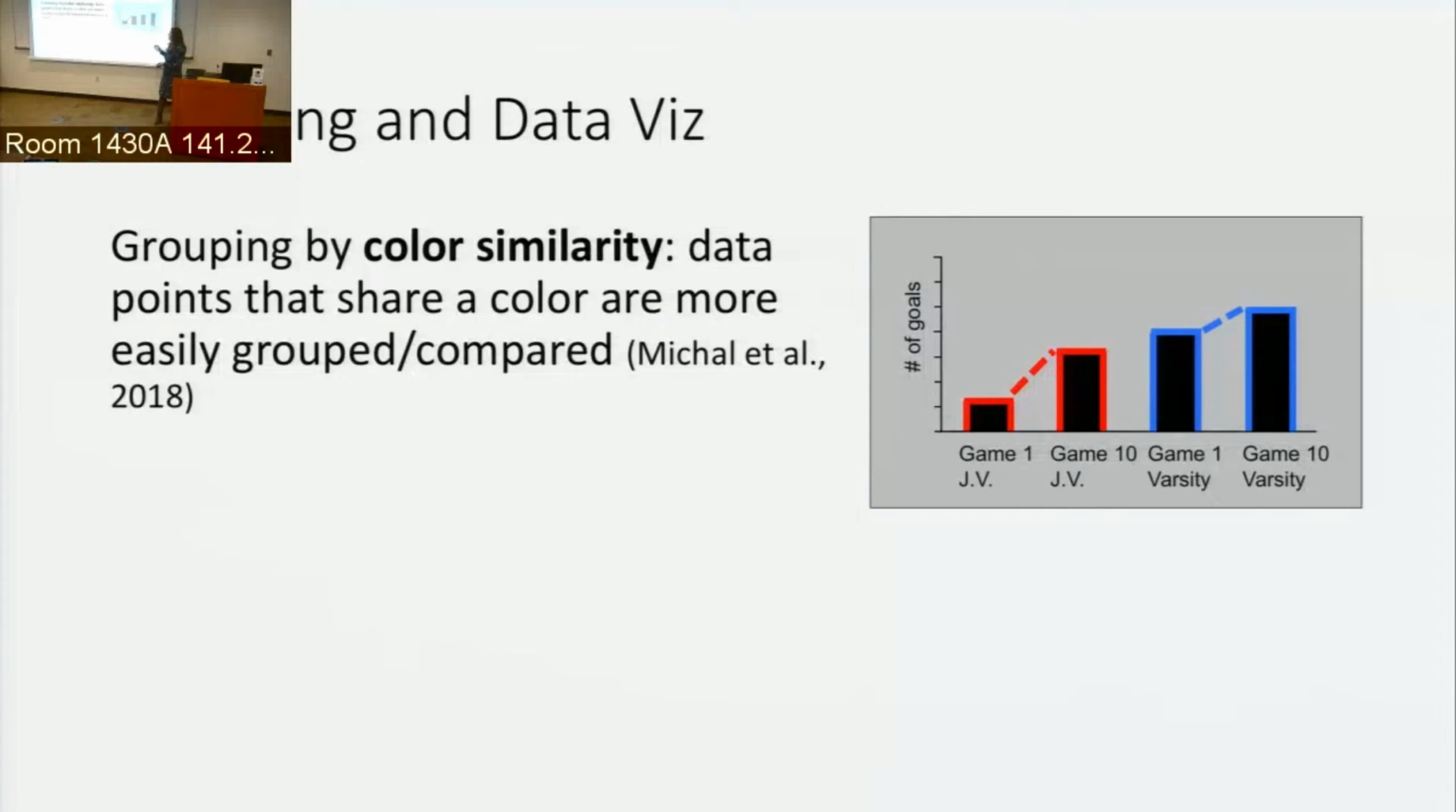We played around with teaching them how to group either these two bars versus these two bars, so the red versus blue. We also have a condition where we group these two together versus these two together. We also had this line here, which was supposed to emphasize the interaction effect, showing that this difference is larger for the junior varsity versus the varsity. So we were playing around with color similarity in that study.